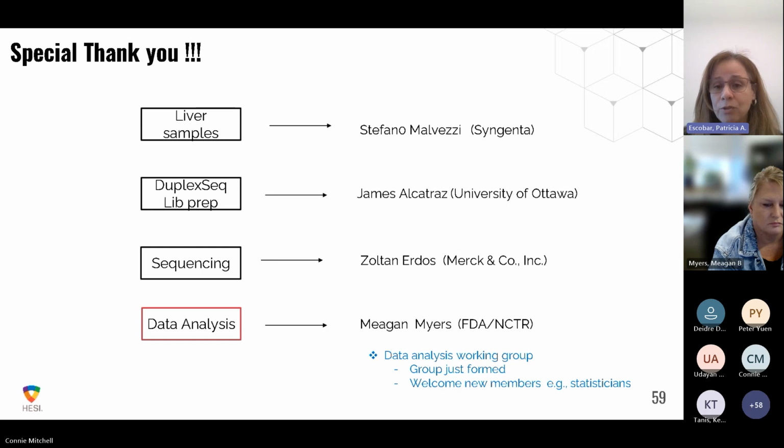We want to make sure that we are using as much as possible all this information we're getting from this study. This group started and met a week ago, and we're still in the process of forming the group. So if people are interested, bioinformatics people, statisticians, it would be great if we can get that. But I wanted to say thank you, because although here it is just a couple of bullet points, they're very key bullet points, because the amount of work behind all these different aspects is very important. So I wanted to give a special shout out and thank you to Stefano, to James, to Sultan, and to Meagan. Next slide, please.